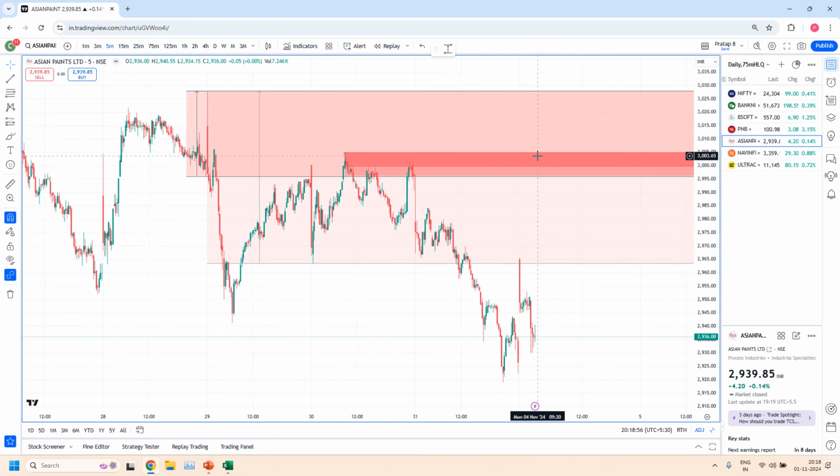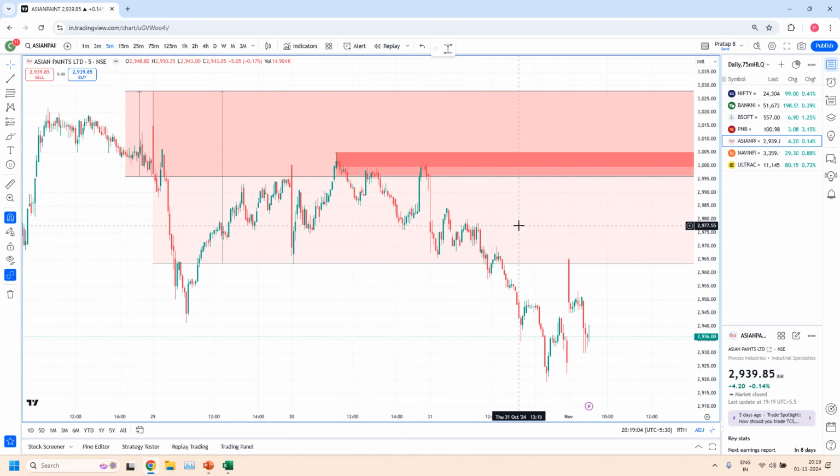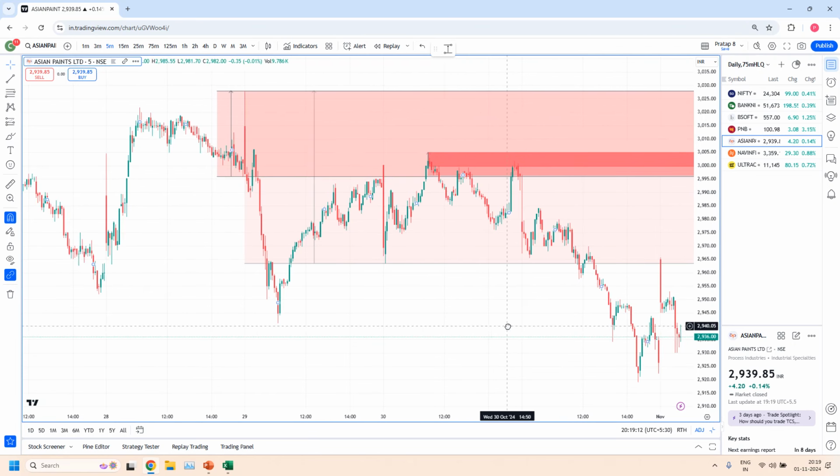So definitely we can plan a trade in this area. But those who don't want to take a trade because it is tested multiple times, if you feel like that, you can ignore. But those who want to take risk, definitely you can try again next time also. But anyway, today prices didn't enter into this area.